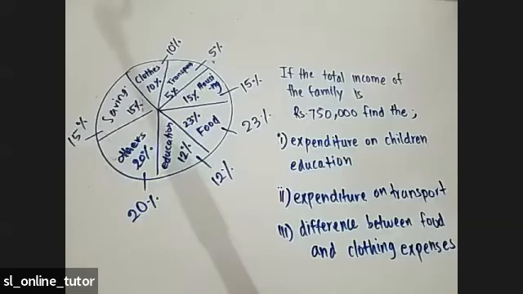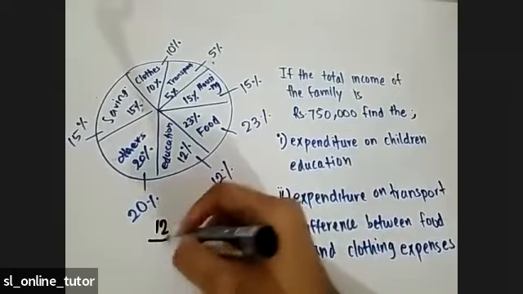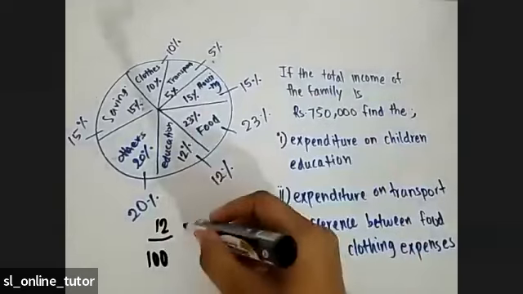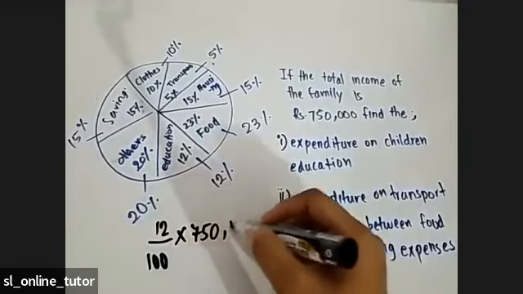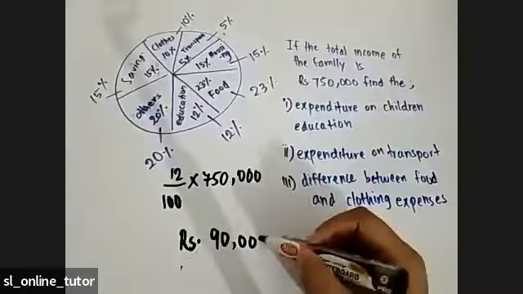Miss, done. Okay. Shall we discuss then? If the total income of the family is 750,000 rupees, find the expenditure on children's education. Now for education, how much is taken here? Shown 12%. Percentage means 12 upon 100. 750,000 of 12%. Of means multiplication. When you solve this, how much do you get now? 90,000. Very good. Rupees 90,000.